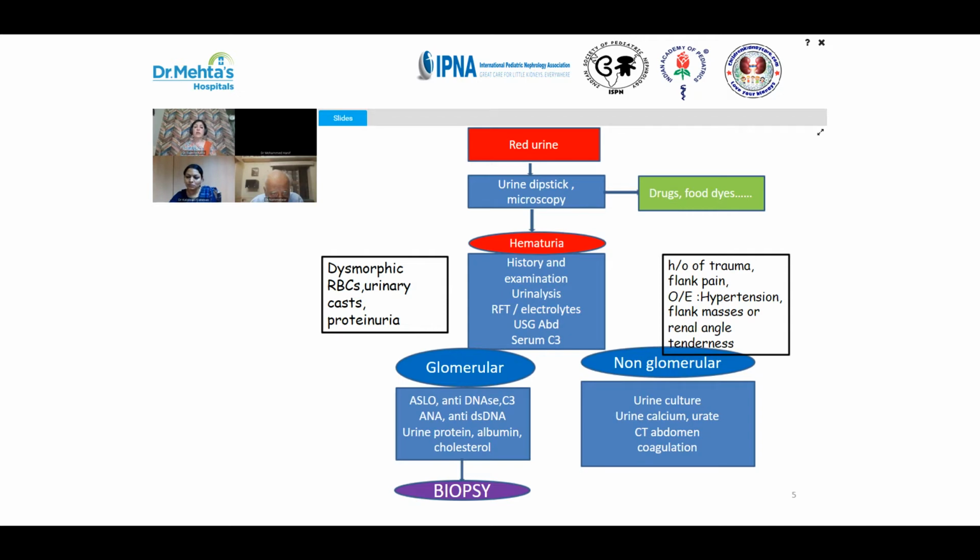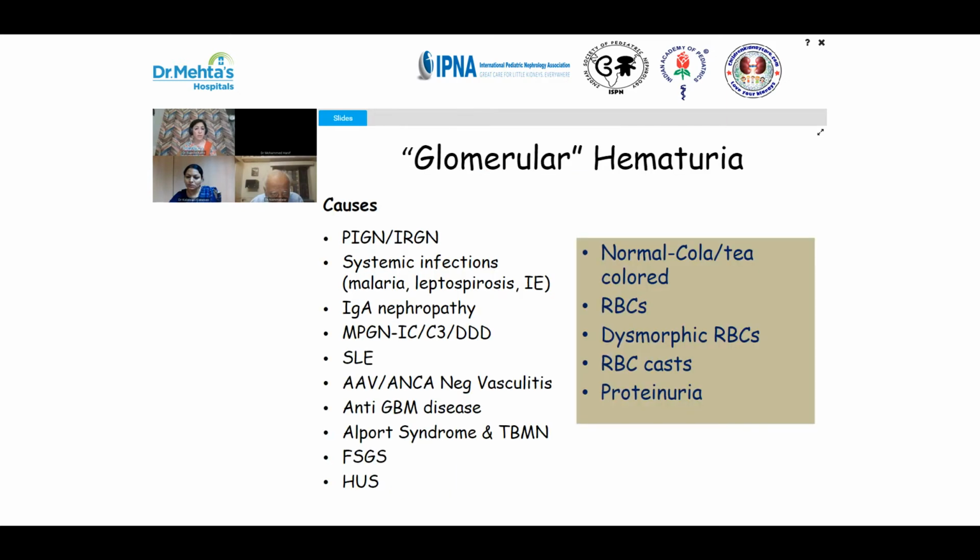So what are the causes of glomerular hematuria? It can be a post-infectious or infection-related glomerulonephritis. It can be present in various systemic infections, including malaria, leptospirosis, which are still common in the Indian subcontinent, and infective endocarditis. In IgA nephropathy, membranoproliferative glomerulonephritis, which may be immune complex, a C3GN or dense deposit disease.